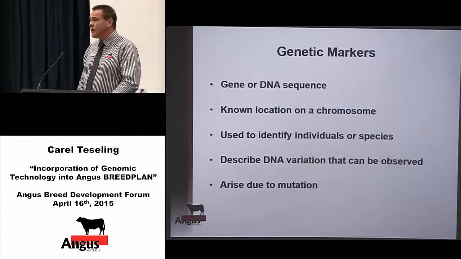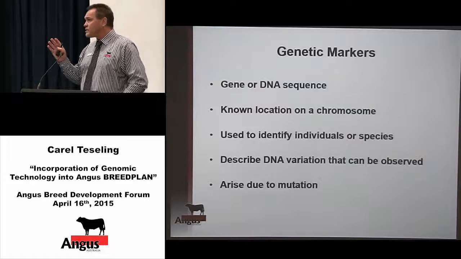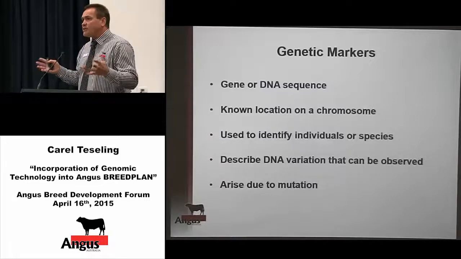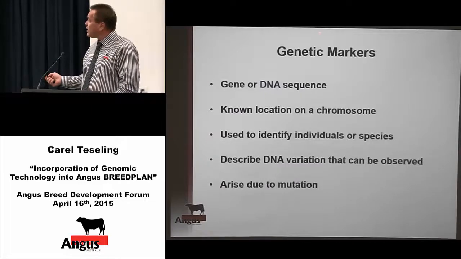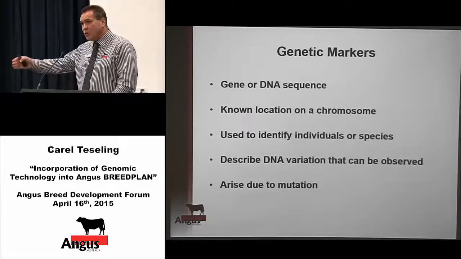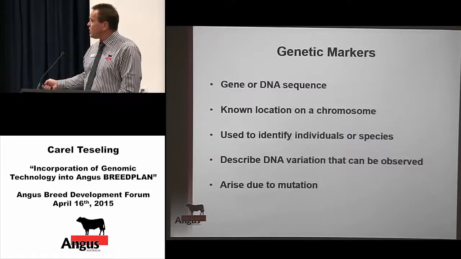So genetic markers, just stepping back a little bit. What we try to do is identify differences in the DNA. That's what my previous slide was about: this is the DNA, so how do we work out the differences? We do that through genetic markers. Genetic markers can be a gene or a DNA sequence. Looking at the sequence of those base pairs, that's a genetic marker. It normally has a known location on a specific chromosome, and it's used to identify individuals or species.